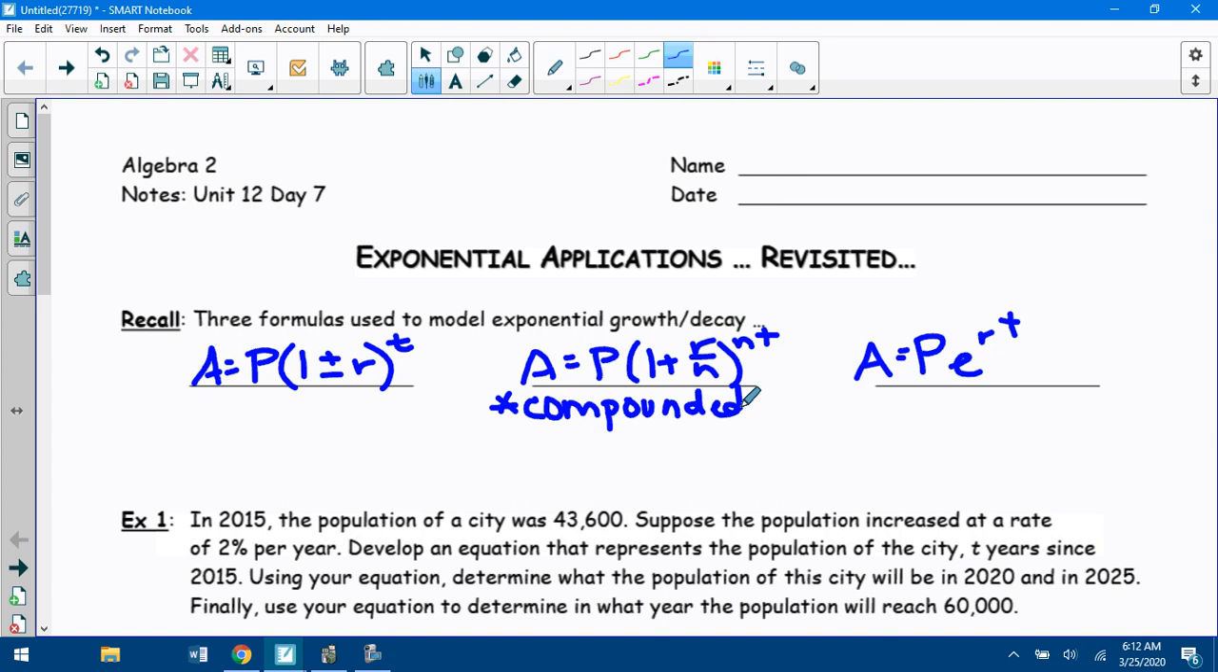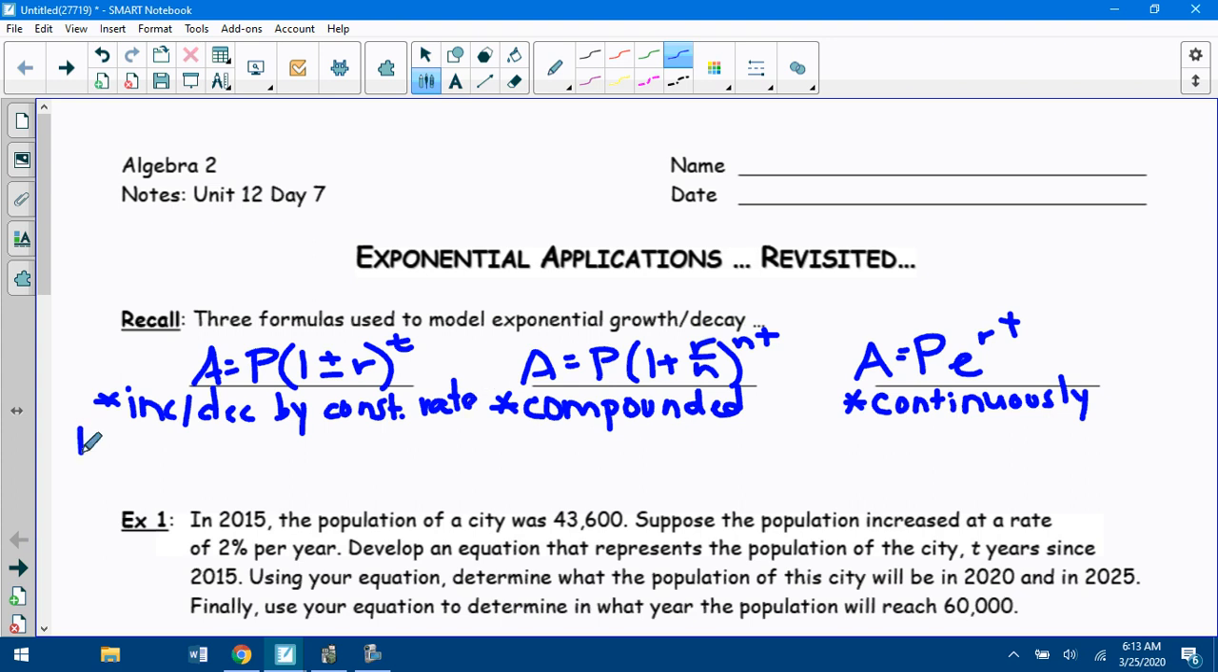We use that formula. What about for PERT? What was our key word for that? Right, continuously. And continuously trumps everything. So if it says compounded continuously, you use PERT. The other one was just your general exponential equation. If you don't see the word compounded, don't see the word continuously, that's just if you increase or decrease by a constant rate. That's what makes it exponential.